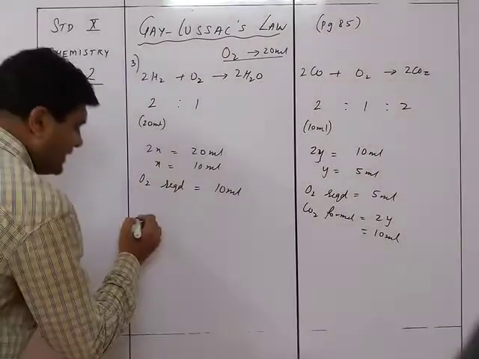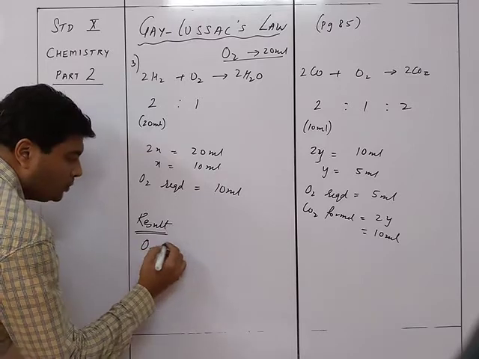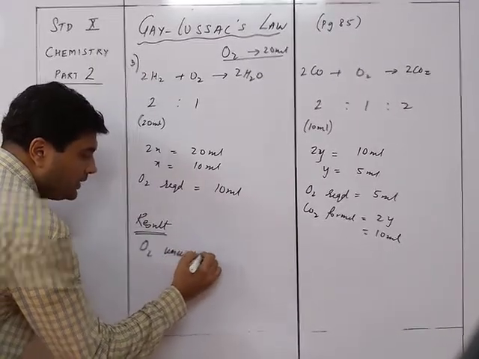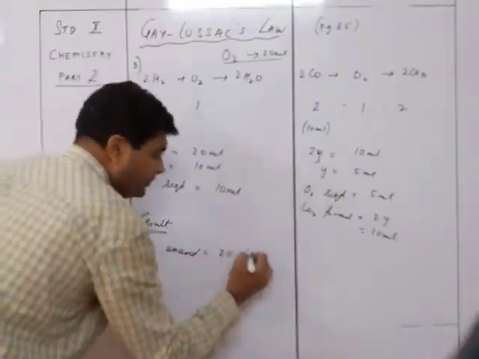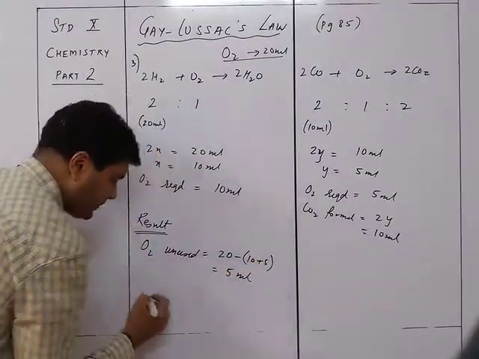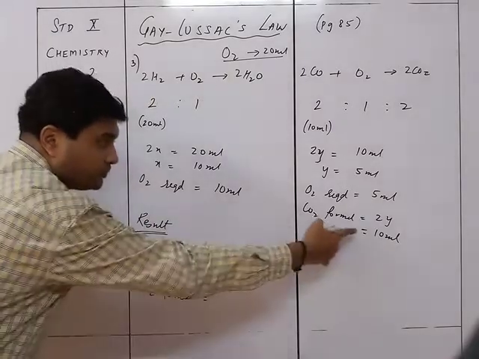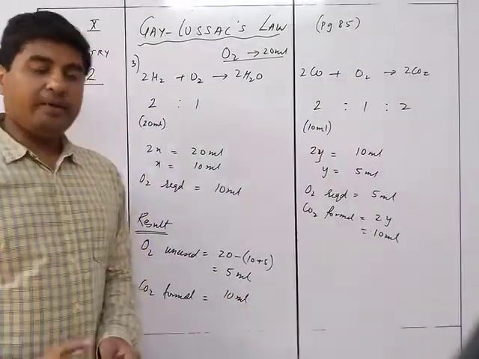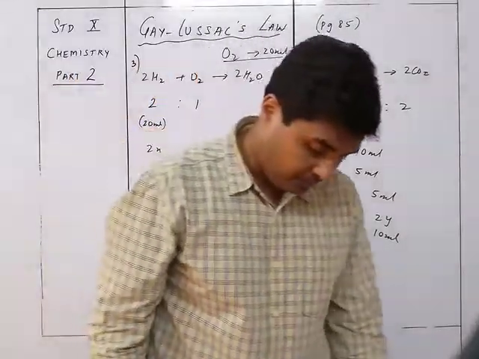So now we talk about the result. O2 unused is equal to 20 minus, this is 10 plus 5, is equal to 5 ml, and CO2 formed is equal to totally 10 ml. So the resultant will be 5 ml of O2 and 10 ml of CO2 produced.